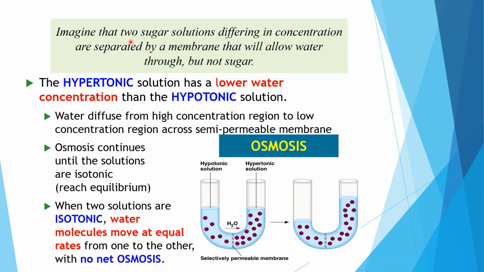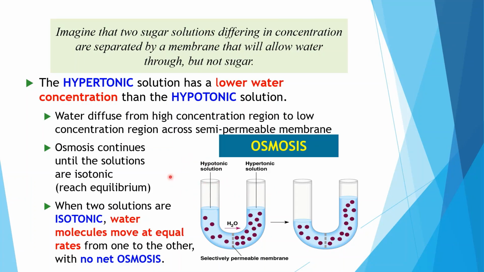Imagine that two sugar solutions differing in concentration are separated by a membrane that will allow the water molecules to pass through the selectively permeable membrane but not the sugar. Water acts as a solvent, sugar is solute. So there are two types of solution, hypotonic and hypertonic solution.